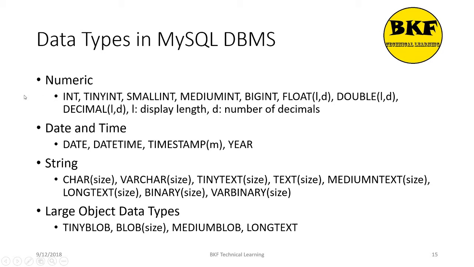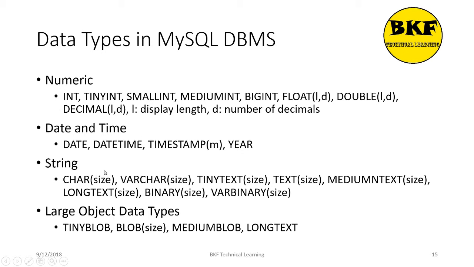So let's talk about numeric data types first. We have int, tiny int, small int, medium int, big int, float, double, decimal, and so on. Now this is the syntax for you. Then we have date and time. So date and time kind of data types have date, date time, timestamp, and year. String kind of data types are char, varchar, tiny text, text, medium text, long text, binary, and variable binary.